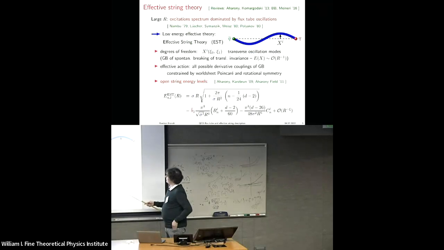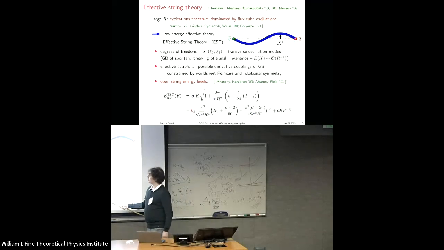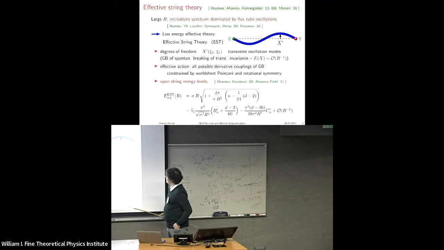We can write down the associated effective action, and then the prefactors of all of the terms in this effective action will be constrained by the residual worldsheet Poincaré and rotational symmetry. Doing all this, we can then compute the associated open string energy levels, and the result can be written down like this. So at leading order, we have the full Nambu-Goto or light cone spectrum here, where we have one non-universal parameter, the string tension sigma.